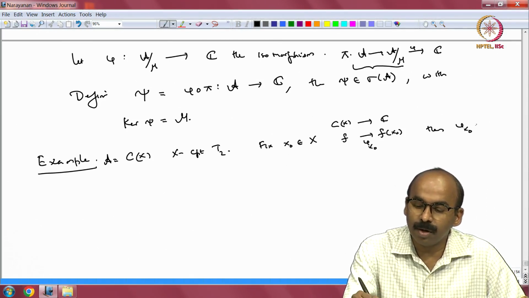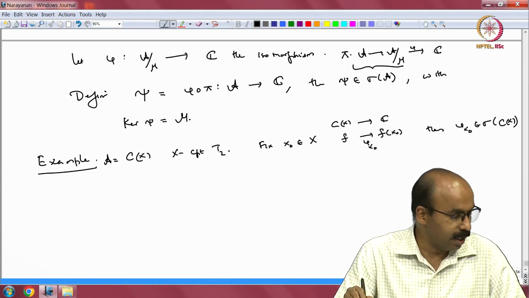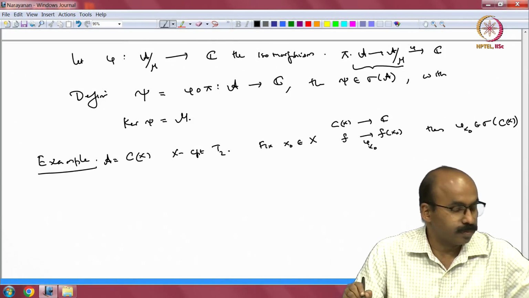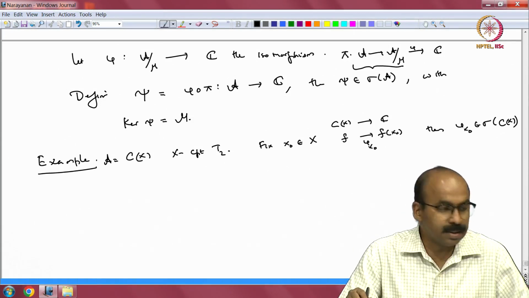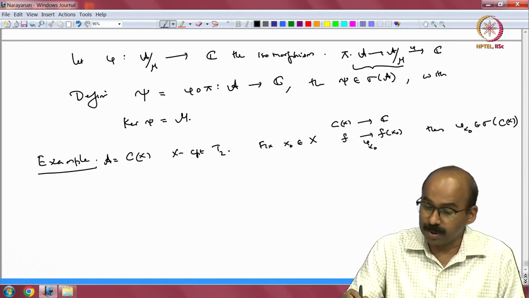Then phi sub x naught belongs to sigma of C(X). So it is one of the multiplicative linear functionals. We want to say that these are all. Let us see if I can prove this. Okay, so we will prove this.